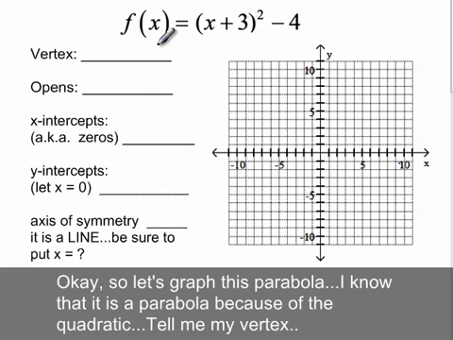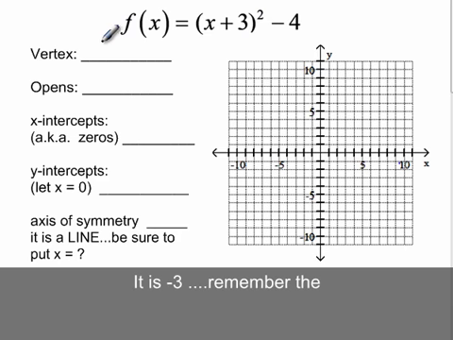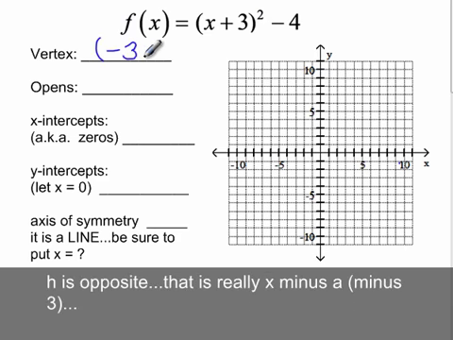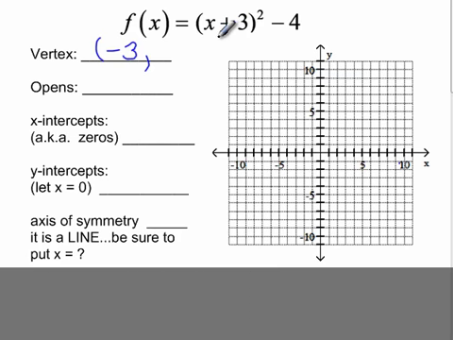Okay, so let's graph this parabola. I know it's a parabola because of the quadratic. Tell me my vertex. Let's start with the vertex. And I'm hoping that you're saying it is -3. Remember, the h is opposite. That's really x minus a -3. And the k is -4. So the vertex is (-3, -4).